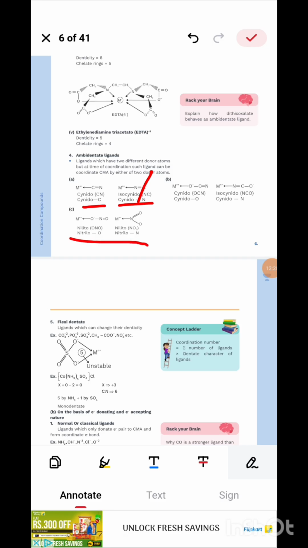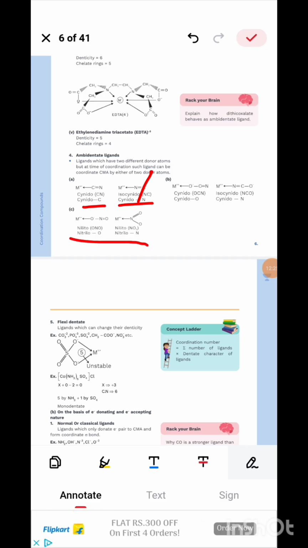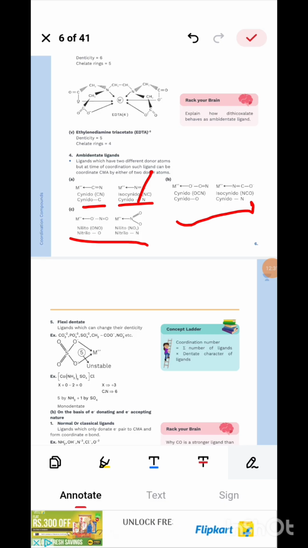ONO is another ambidentate ligand. Two sites, oxygen and nitrogen, are present in ONO and NO2, so these are ambidentate ligands. The next are OCN and NCO. OCN is cyanato, and isocyanato is NCO.